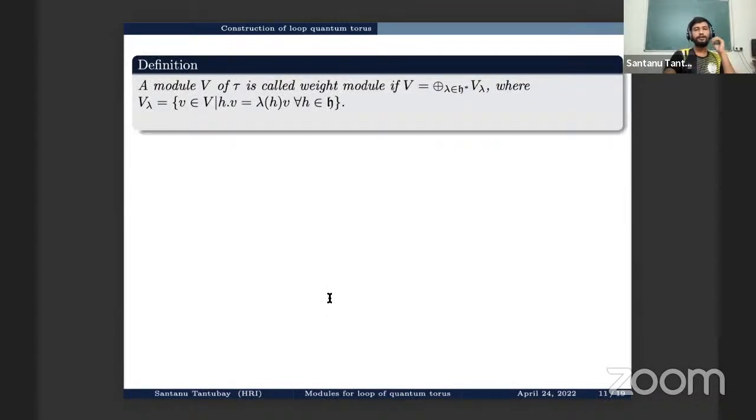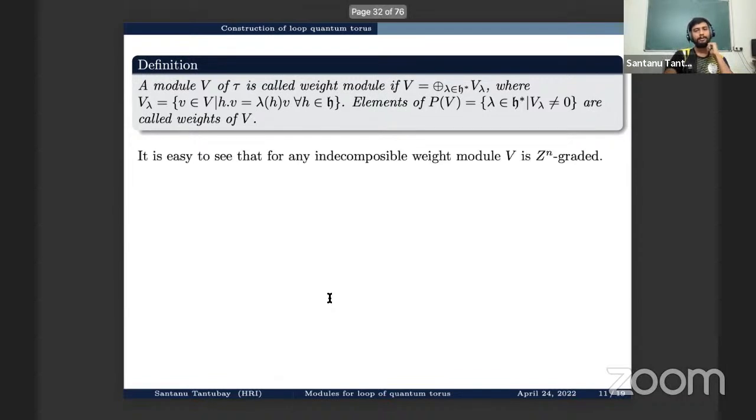Now a module V of tau is called a weight module if V is diagonalizable with respect to H. That means V can be written as the direct sum over lambda in the dual of H of V_lambda, where V_lambda is the set of all points of V such that h action on v is lambda(h) times v for all h in H, and the elements of the set of all lambda in H star such that V_lambda is non-zero are called weights of V. Now it is easy to see that any indecomposable weight module V is Zn graded.